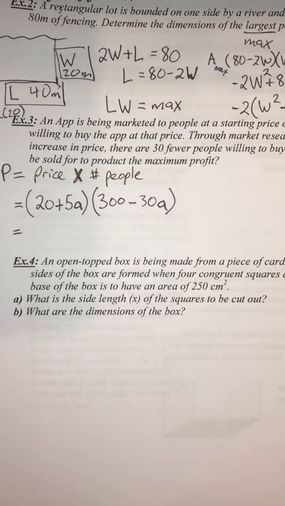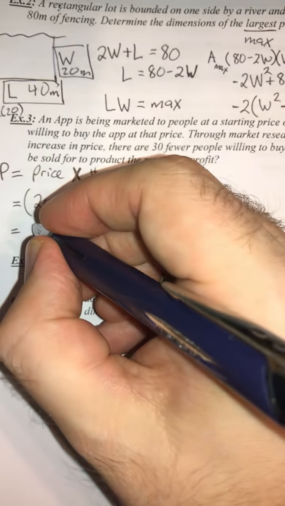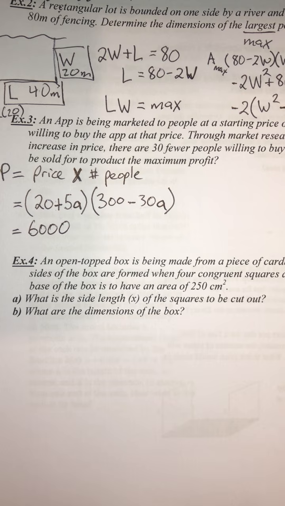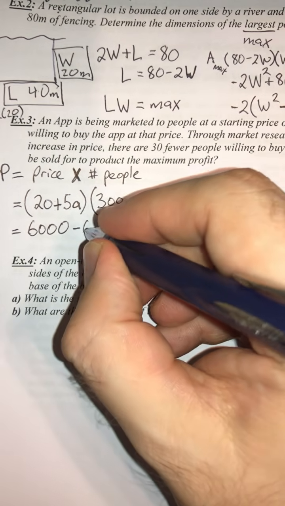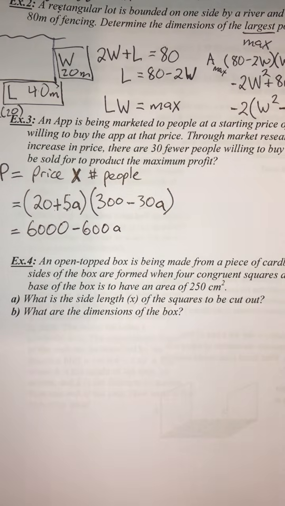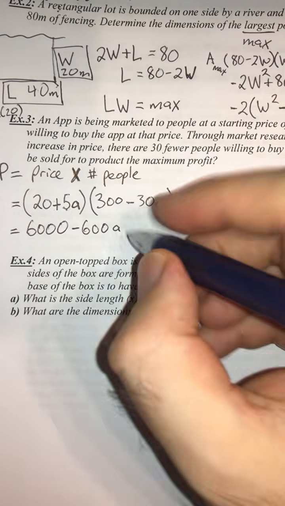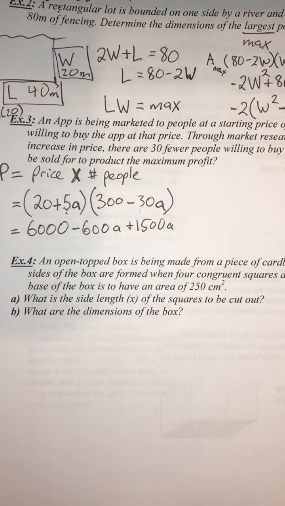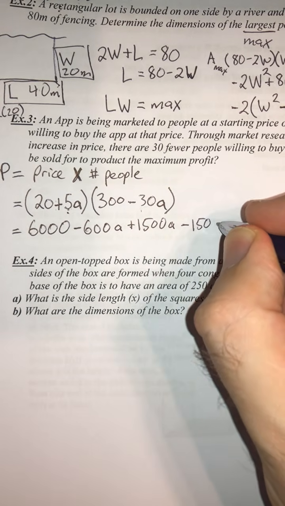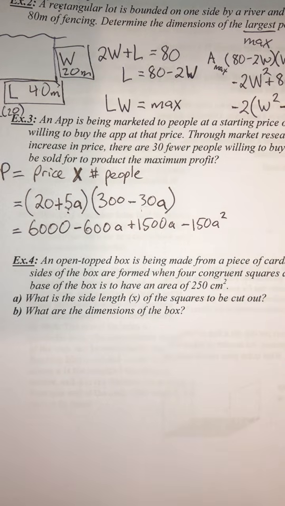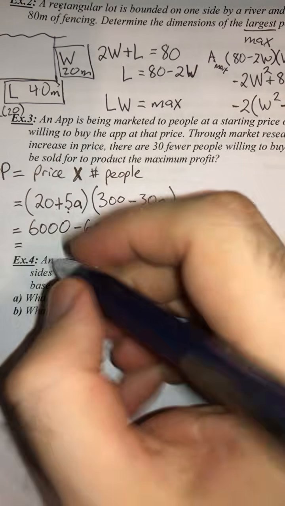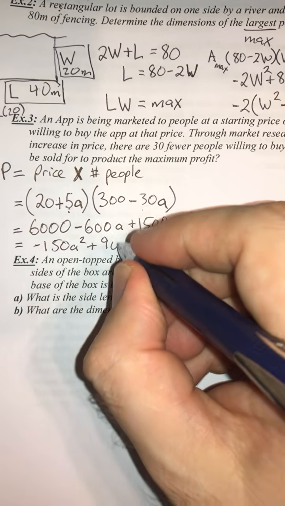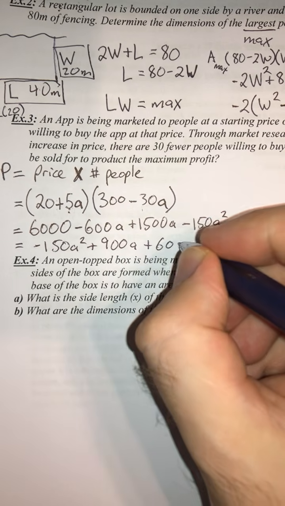So 20 times 300 will give us 6,000. 20 times negative 30a, so minus 30 times 20, gives us negative 600a. 5 times 300 will give us plus 1500a, and then positive 5 times negative 30 will give us minus 150a squared. Rearrange this equation and combine like terms. We'll get minus 150a squared plus 900a plus 6,000.